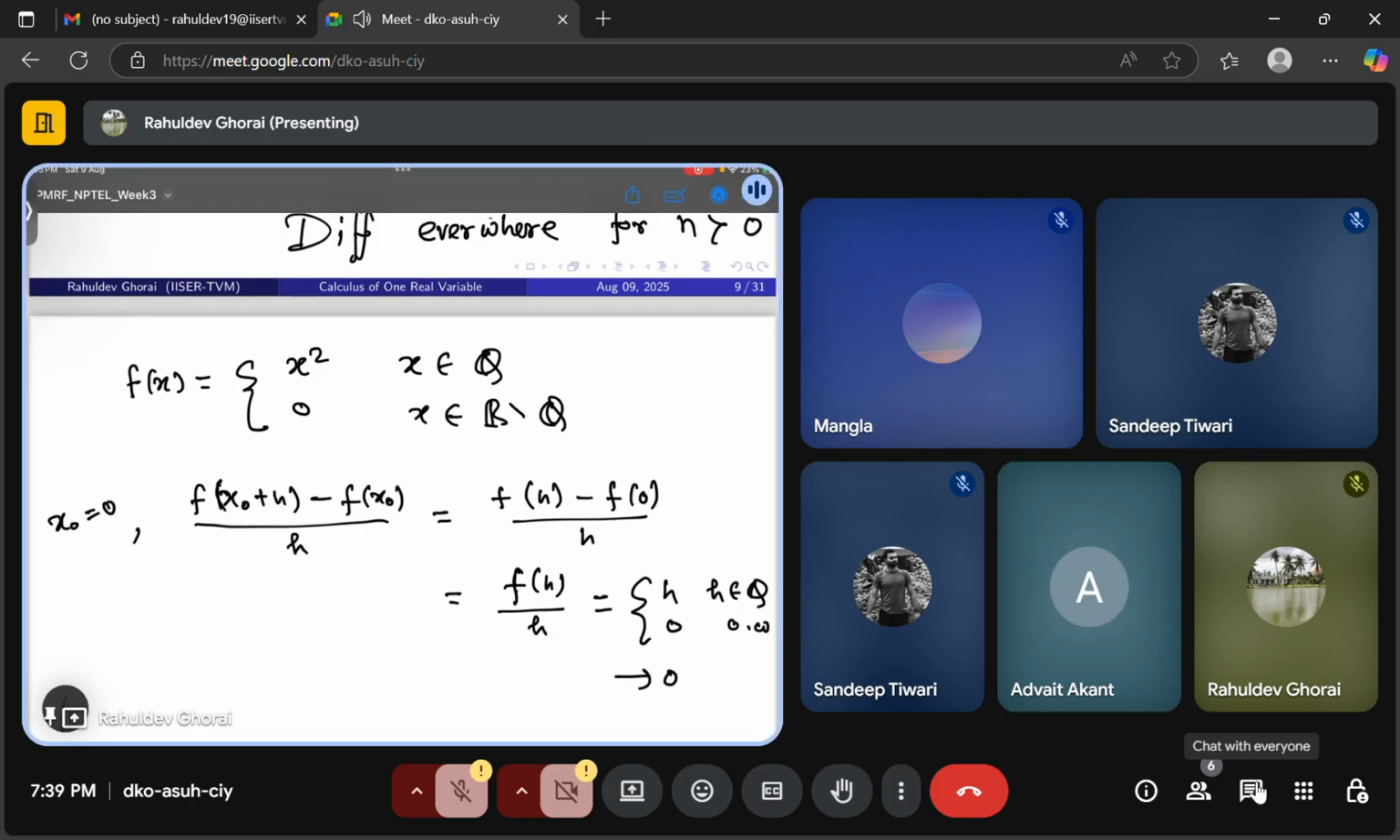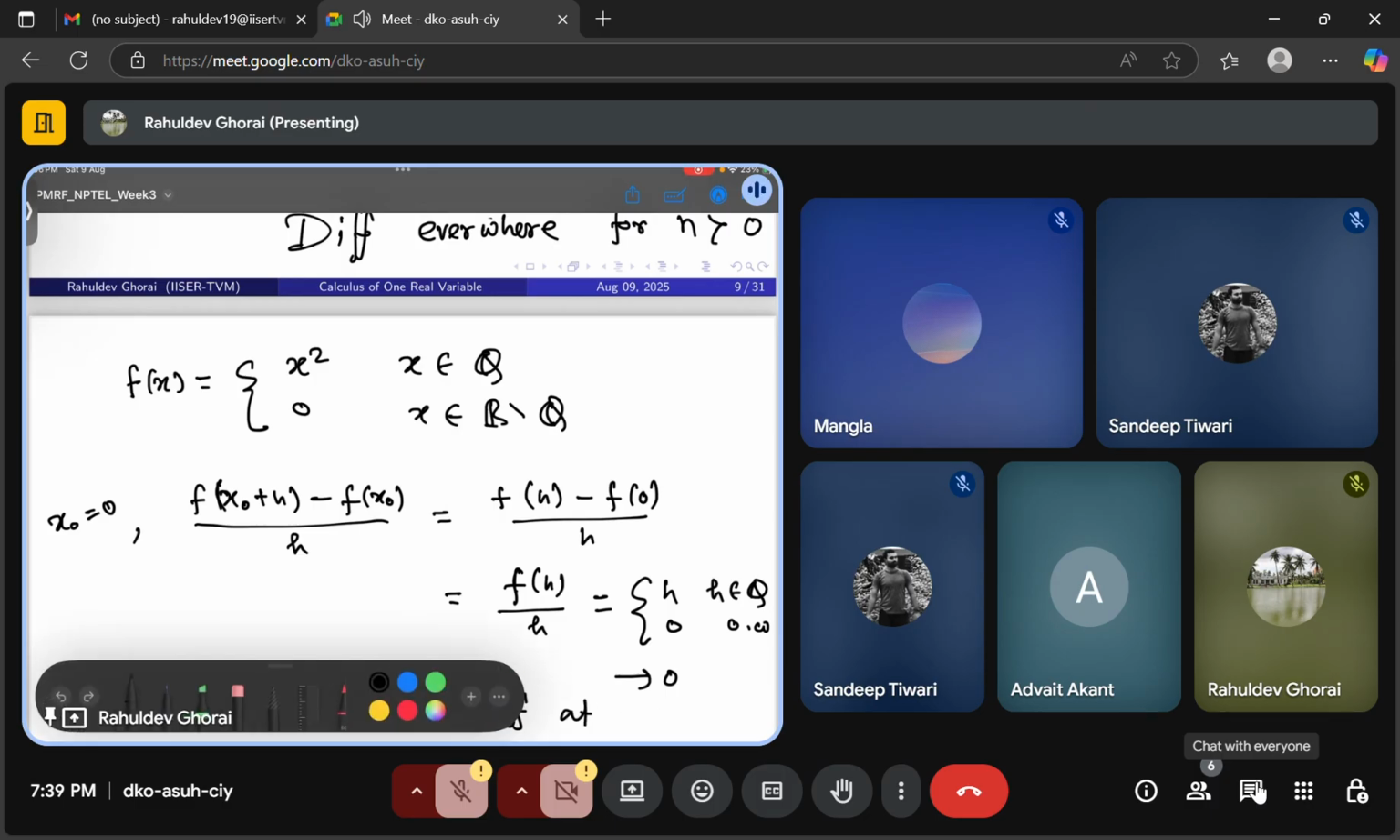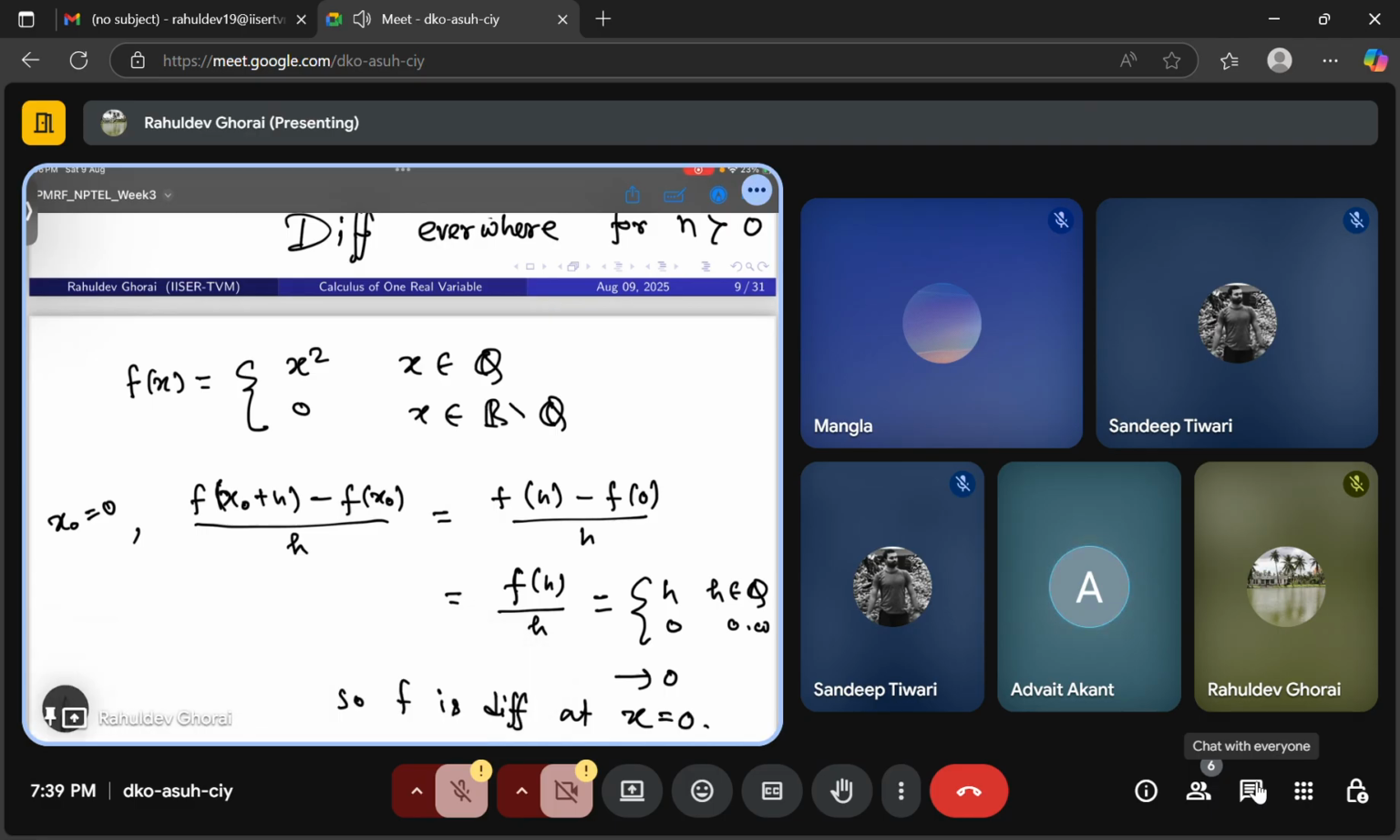That's true. Very true. So, f is differentiable. Very good answer. Differentiable at x not equal to 0, right? The more difficult question is why not at other points. No, it is not differentiable, right? That is the difficult part.